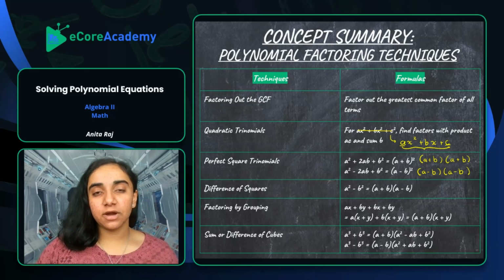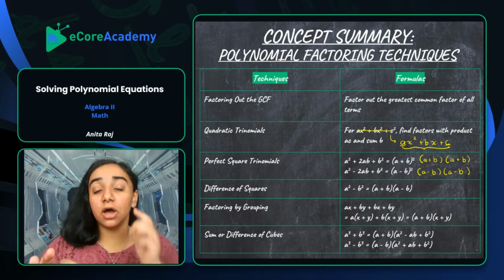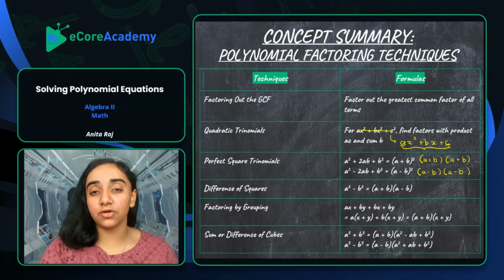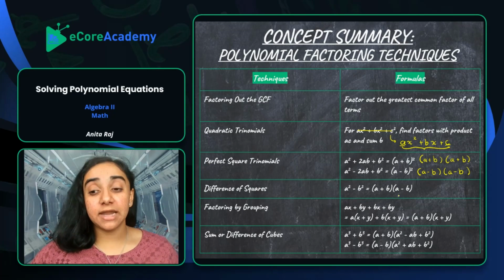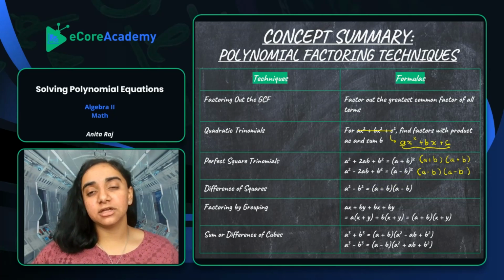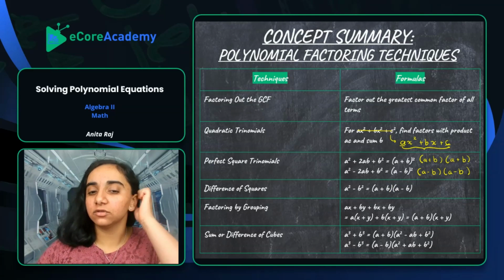Then you have difference of squares, where you're subtracting one perfect square from another. You can factor this into a plus b times a minus b. What happens is the middle terms will cancel out. If you multiply this out, you'll get a squared minus ab plus ab minus b squared, and the ab terms will cancel each other out.